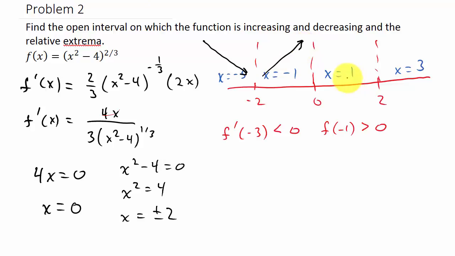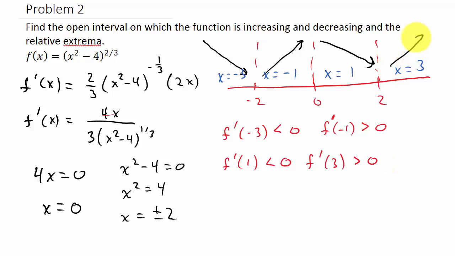And then we'll do the same thing with 1. f prime of 1, that's going to be a positive on top and a negative down here. So that's negative, so that's less than 0. So that means it's decreasing. And then for x equals 3, f prime of 3, that's going to be positive. This will be positive down here. So that's greater than 0. And so that means on this interval it is increasing.